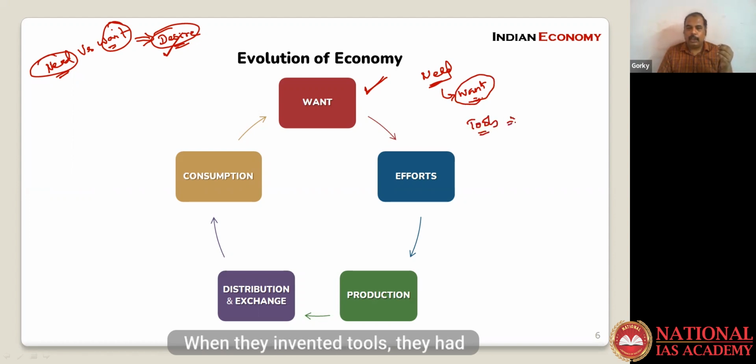When they invented tools, they had more efficient gathering of food. The food could be easily produced. They converted themselves into producers of food, right? So whatever I try to do, if I have some want, naturally there is some effort which I have to provide. Understood? If I want that particular food, I need to develop a tool. For that, I need to make some effort. It is very, very necessary.